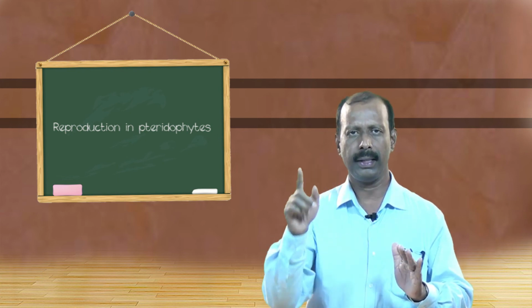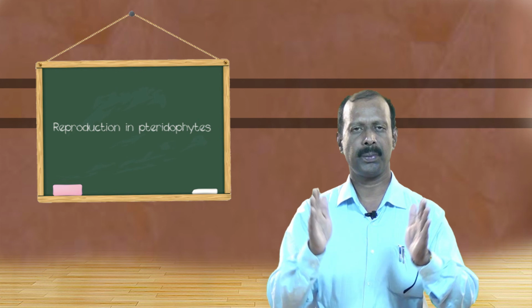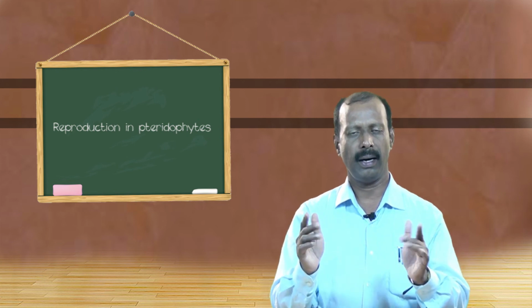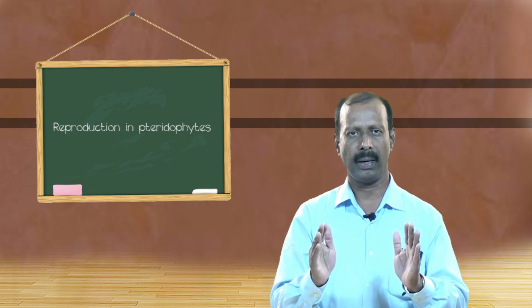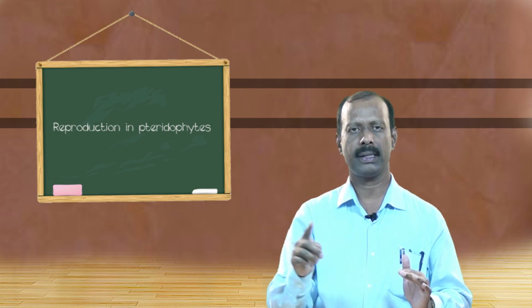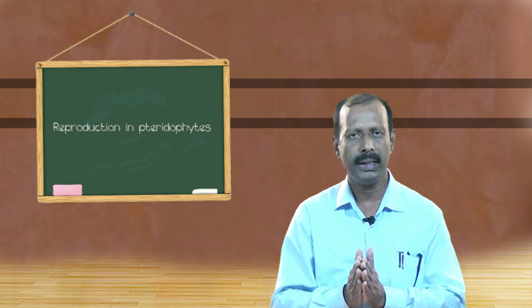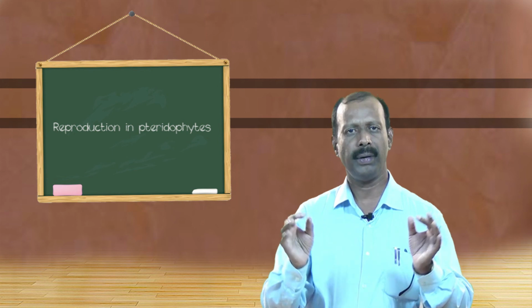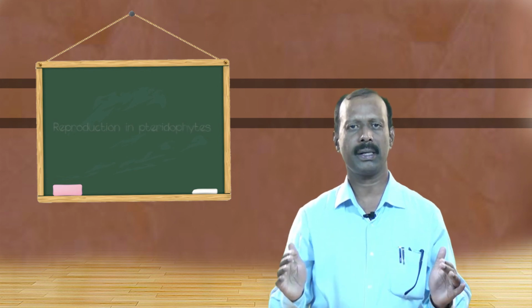Hence, in the life cycle of a pteridophyte, we can see a diplo-haplobiontic alternation of generation. The sporophyte is diploid and the gametophyte is haploid. A continuous heteromorphic alternation of generation is very much witnessed in pteridophytes.